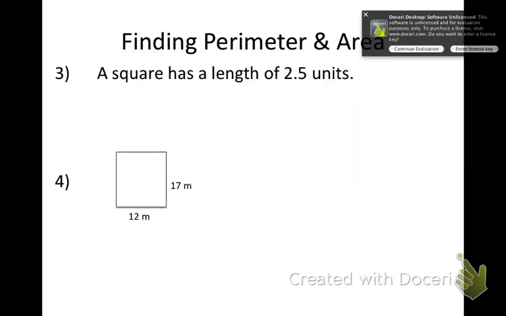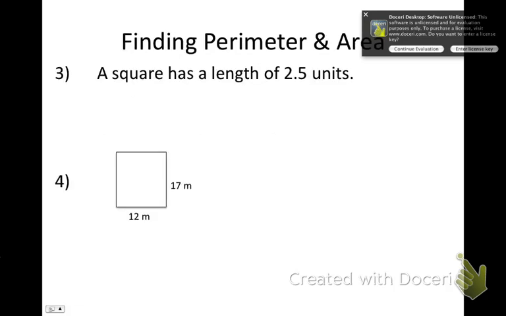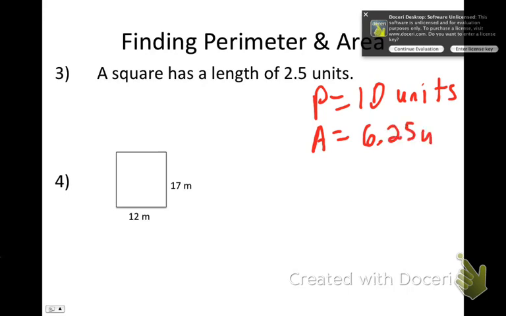Try these next 2 on your own. All right, Anna, what is the perimeter for number 3? 10 meters, or 10 units. There you go. If it doesn't give us a unit, we'll just say units. For example, on that one, it just says units. So 10 units. What would the area of that be, Drew? Nice job. 6.25 units squared.